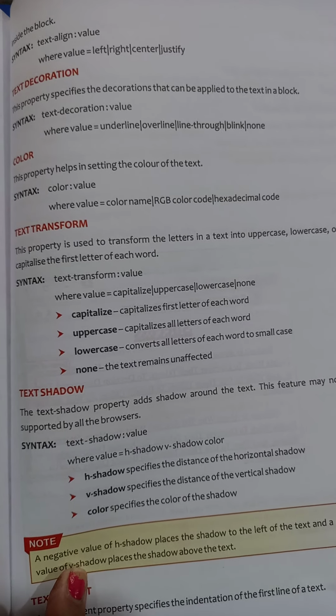Next is text indent. The text indent property specifies the indentation of the first line of a text. What is the meaning of indentation? When we want to start our paragraph, we leave a space at the start of the paragraph, right?